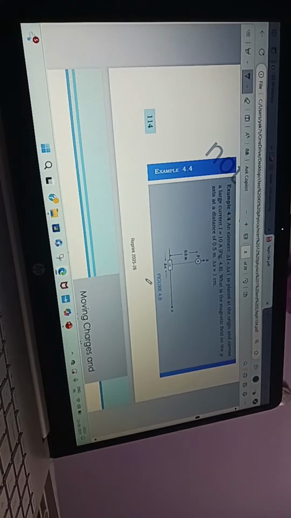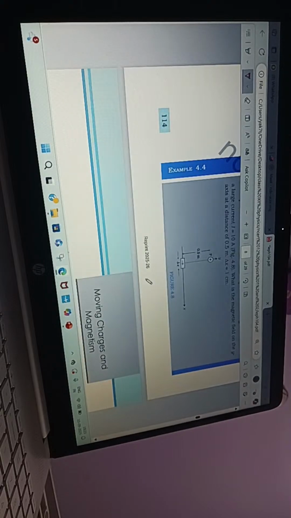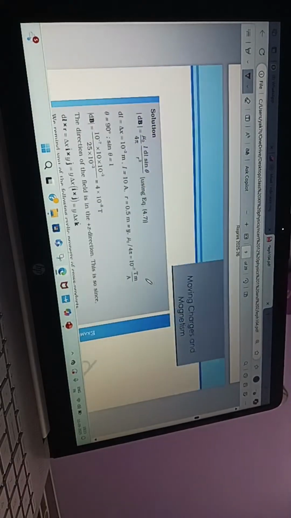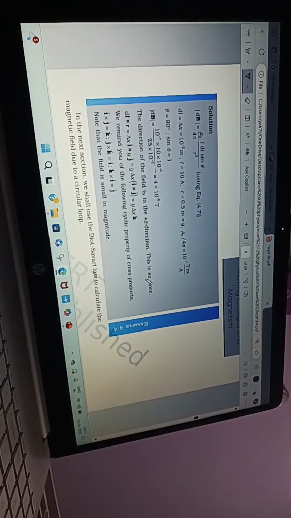Tell me. You know the answer? The diagram is not clear, sir. Check the answer. If you don't understand, I will tell you. Yes, sir. I'll just read it once.